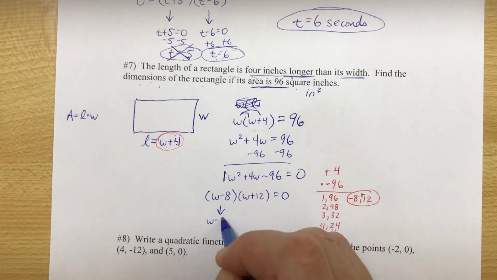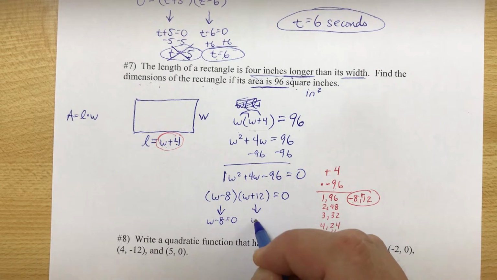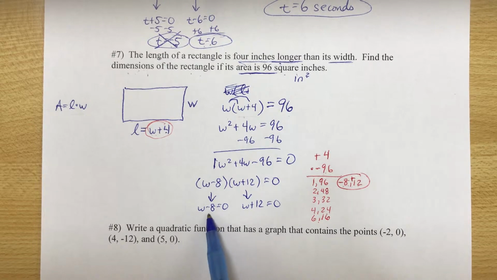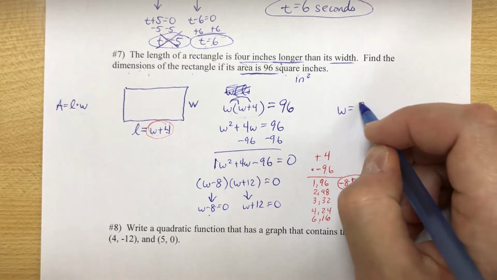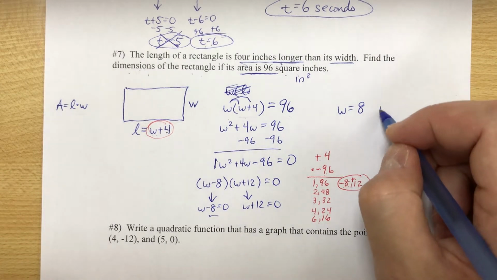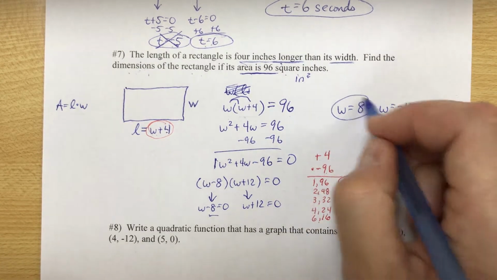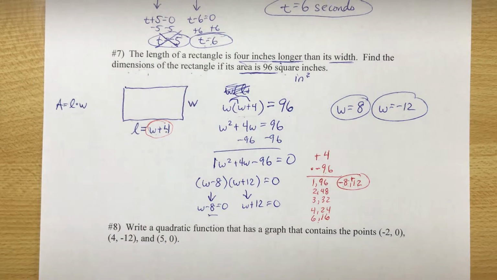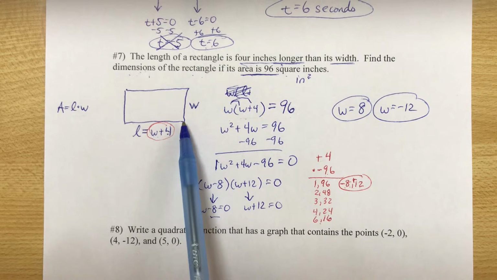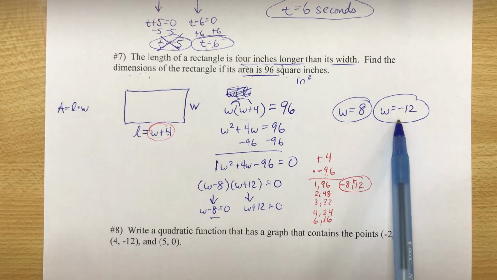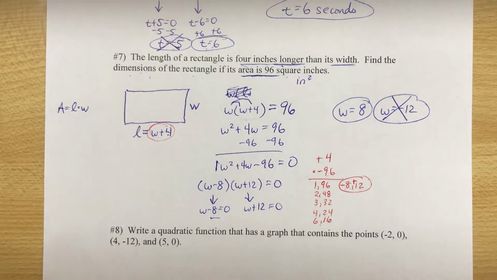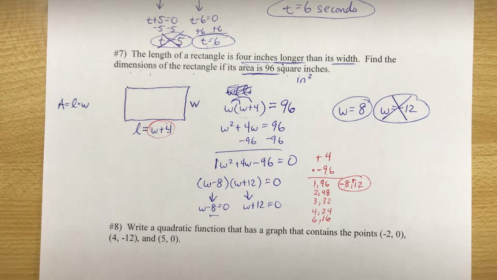Take each factor, set to 0, and now you solve each equation. Now, we're just going to add 8, so we get W equals 8 as one answer, and here we would subtract 12, we would get W equals negative 12. Now remember, we're talking about length and width. We're talking about a rectangle. You can't have a negative length or a negative width. So this doesn't make sense. We're going to cross out that choice.